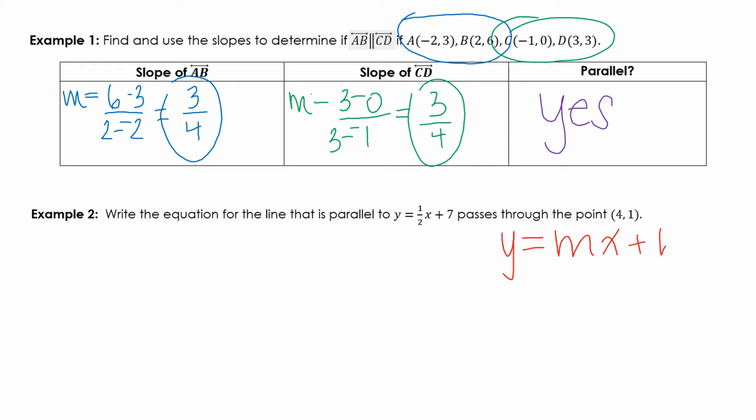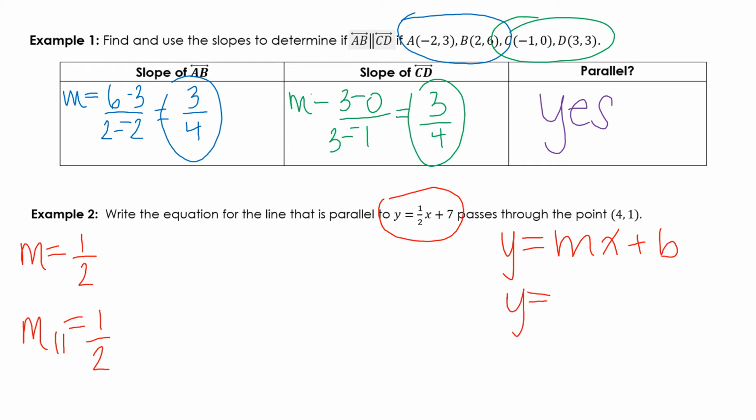So to find the slope, I need to look at the equation that they gave us. The slope of that equation is 1/2. And a parallel line has the same slope, so the slope of the parallel line will also be 1/2. So I can go ahead and fill that in, and now all I need to figure out is the y-intercept, or the b value.